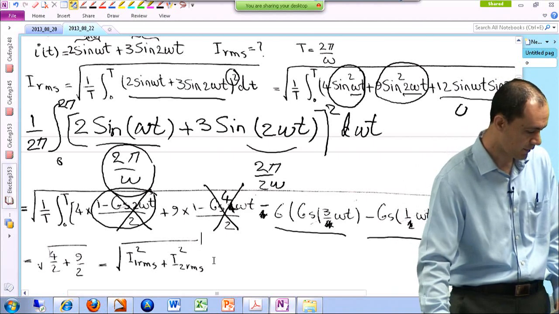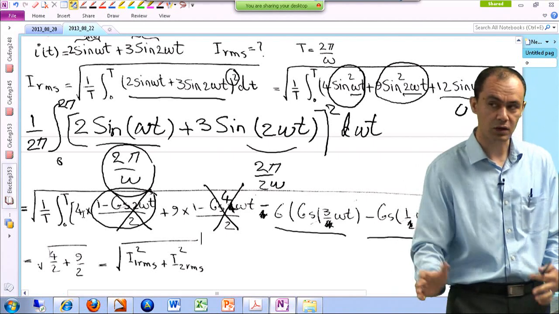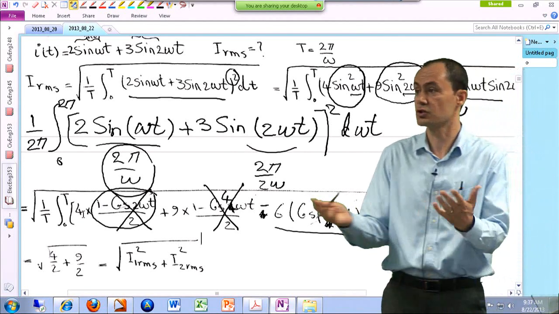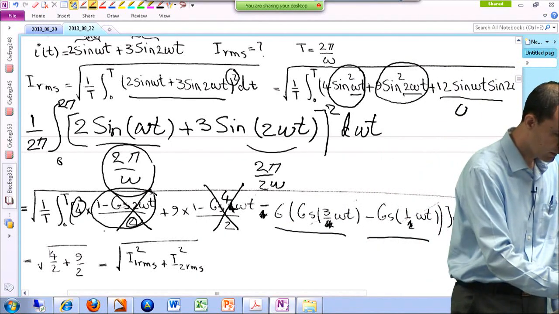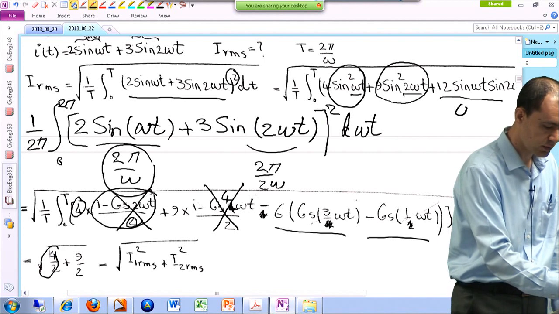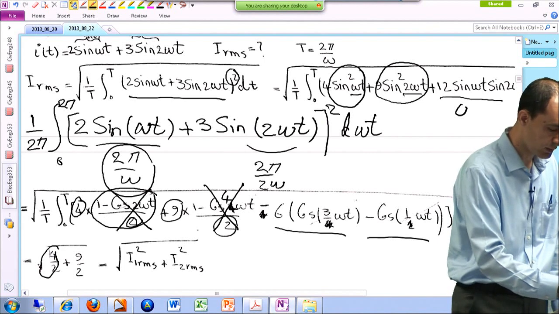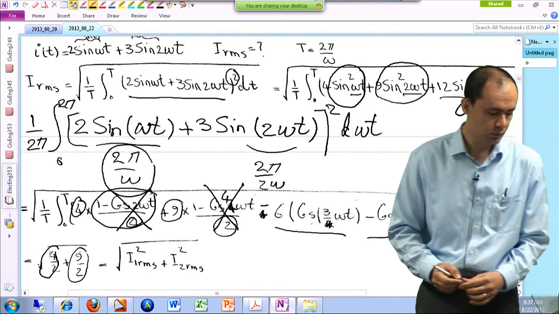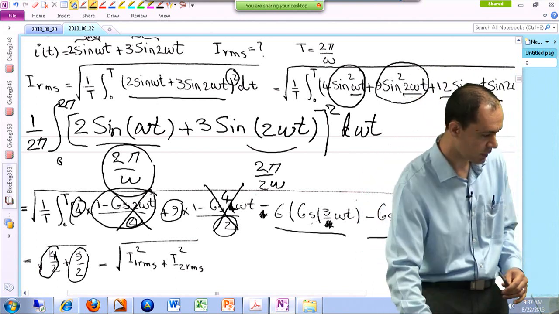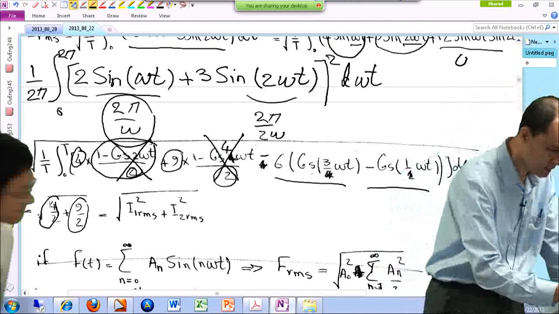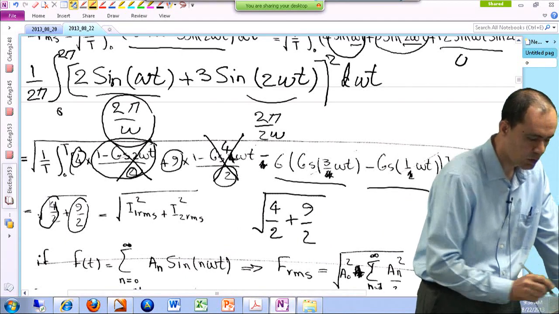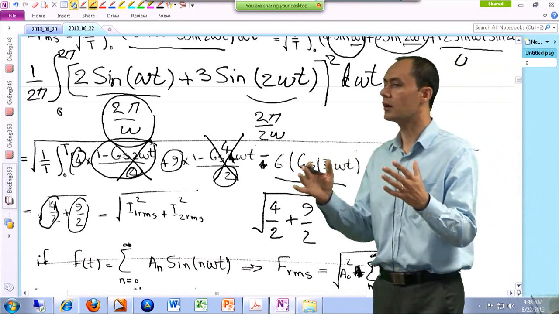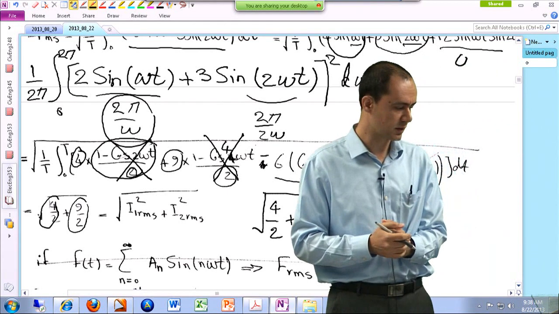So in the end, I'm taking the average value of a constant value, which is 4 over 2, so this just gives me 4 over 2. So this 4 over 2 appears here, and this 9 over 2 appears here. So the RMS value of my signal is basically this guy. So that's the RMS value of my entire current that I was trying to investigate.